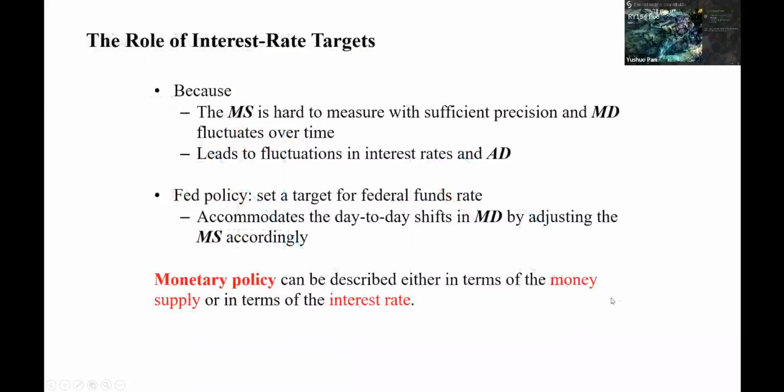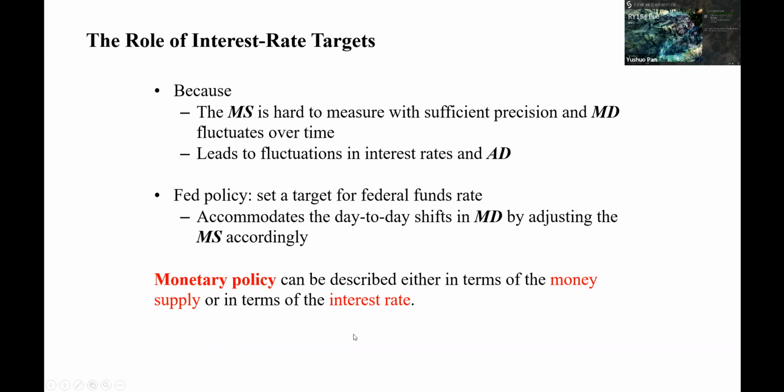Because money demand is hard to measure with sufficient precision, money demand fluctuates over time. That leads to fluctuations in interest rate and aggregate demand. Fed policy can set the target for the federal funds rate, and accommodate the day-to-day shifts of money demand by adjusting the money supply accordingly. So monetary policy can be described either in terms of money supply or in terms of interest rate.